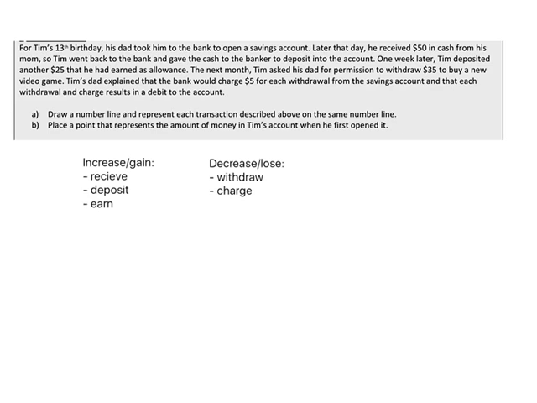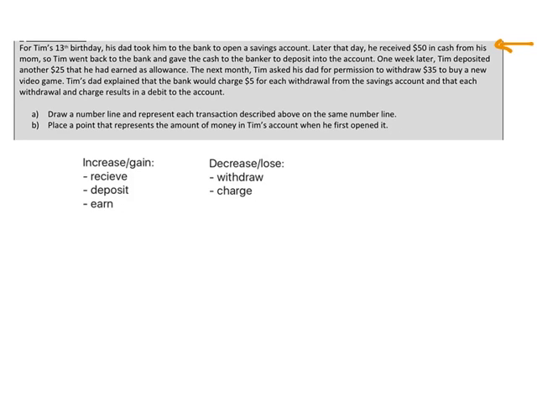So let's take a look at our second sentence in the passage. It says, "Later that day he received $50 in cash from his mom." So Tim went back to the bank and gave the cash to the banker to deposit into the account.